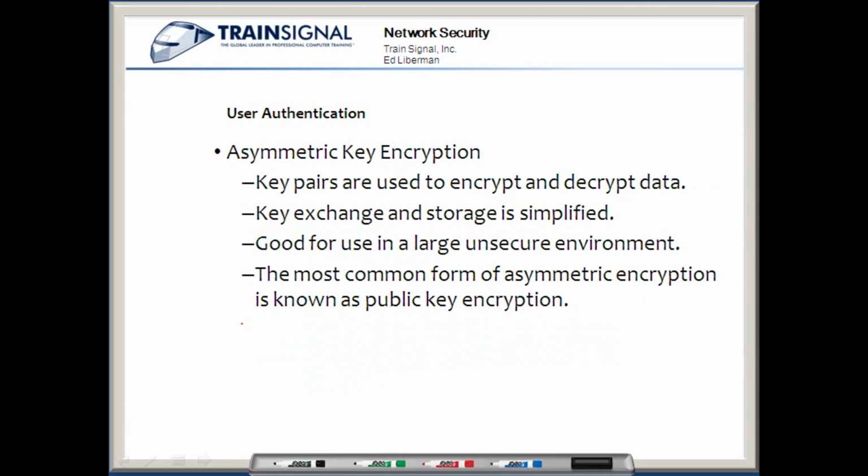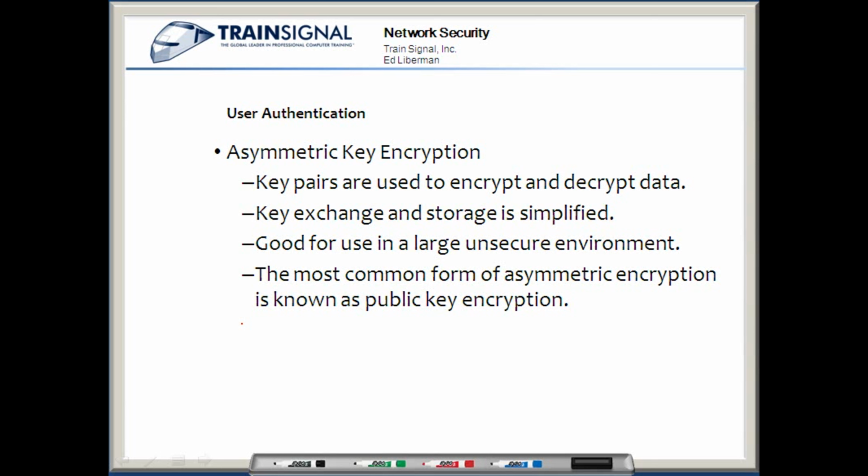Now that takes us into asymmetric key encryption. With asymmetric key encryption, we use key pairs for the encryption and decryption of data. In other words, there will always be a pair of keys involved, and 1 key in the pair is used to encrypt the data, and then the other key in the pair is used to decrypt the data. Now, because of this, and for right now you're going to have to take my word for this, and then I'm going to show you how this works, key exchange and storage is simplified.